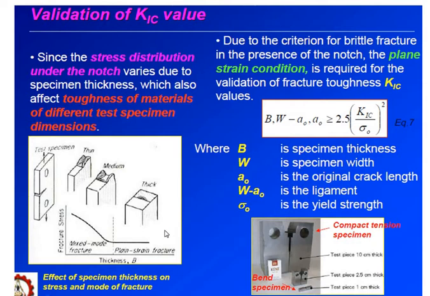a0 is the original crack length, and W minus a0 is the ligament, the part that we cut and remove. And sigma naught is the yield strength. So this is the initial part. Depending on the thickness, the type of fracture varies, and first of all, the specimen we take is in mode 1 condition, that is the open condition, and it is in tension. There is no shear here at all.